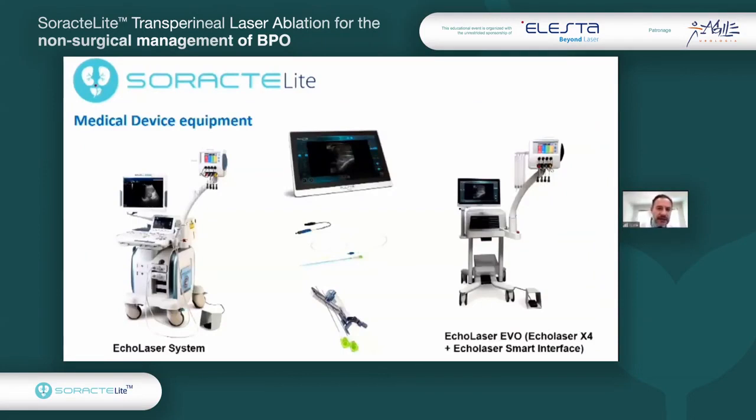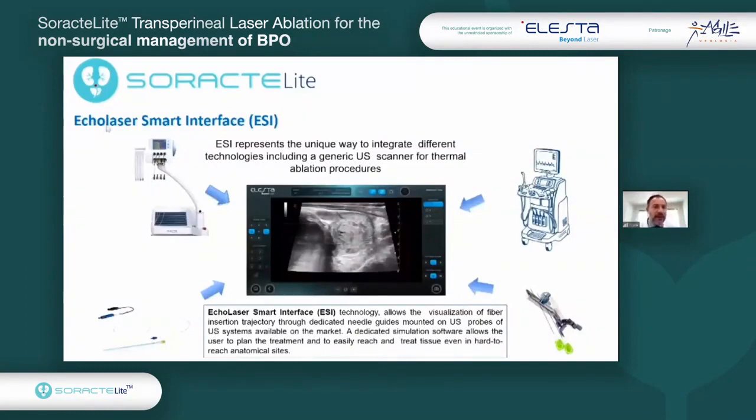And this is the device that we have. This is the brand new machine that we use, which has an integrated ultrasound machine. And this is the software for planning the fiber positioning. So we can also use the Echolaser Smart interface, which represents a unique way to integrate different technologies, including a generic ultrasound linear probe scanner for thermal ablation procedures. And this very nice system allows the visualization of the fiber insertion trajectory through dedicated needle guides mounted on the ultrasound probe, as you can see in this image.